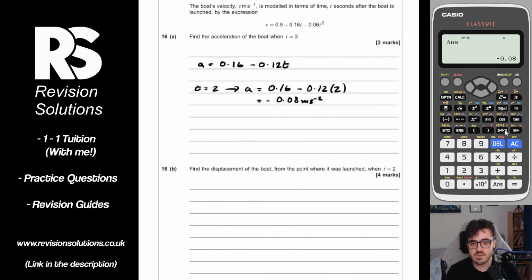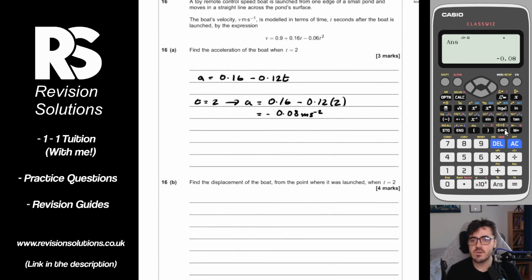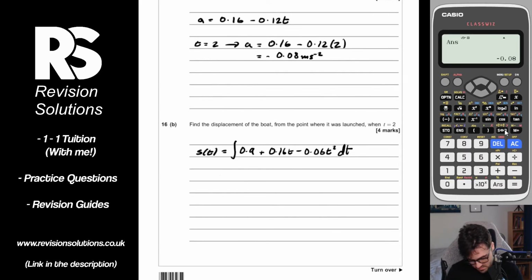Then it says, find the displacement of the boat from the point where it was launched when t equals 2. So to get to the displacement function, we take our velocity function and then integrate. So our displacement function, s of t, is the integral of our velocity function, so 0.9 plus 0.16t minus 0.06t squared dt. Then integrating that would be 0.9t, then 0.16 divided by 2, if we increase the power by 1 and then divide by the new power, that would be 0.08t squared.